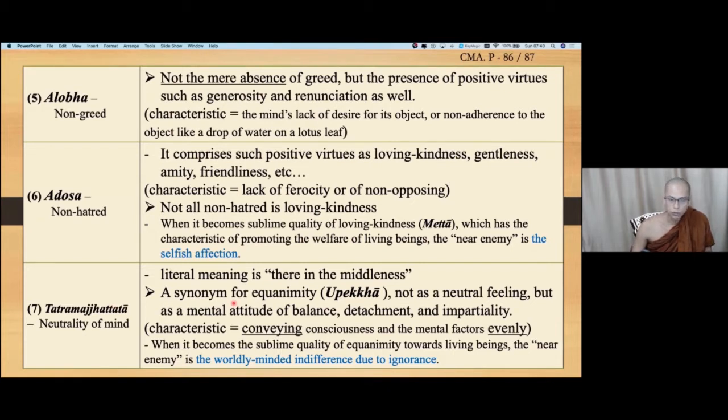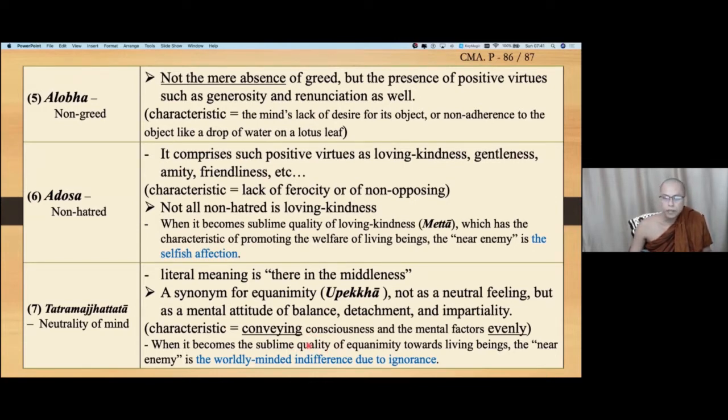So this is also a synonym for equanimity, upekkha, but not as a neutral feeling. In the study of consciousness, we know one of the feelings is neutral feeling, upekkha vedana, but the usage is the same. Here, Tatra Majjhattata is upekkha in the sublime quality. So there are four sublime qualities. In this case, because there is no upekkha cetasika, the nature of upekkha appears in Tatra Majjhattata. That's why Tatra Majjhattata refers to the upekkha sublime quality.